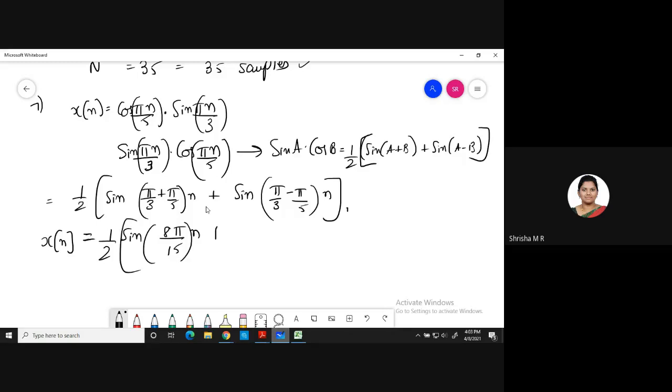Plus sine, what do you get here? Pi by 3 into 15 will be 5 pi, minus 3 pi, right? Pi by 5 into 15 you get 3 pi. So if you solve that, you get 5 pi minus 3 pi by 15, it will be 2 pi by 15 n. Got it? Everyone, did you get it in this form? Yes, ma'am.